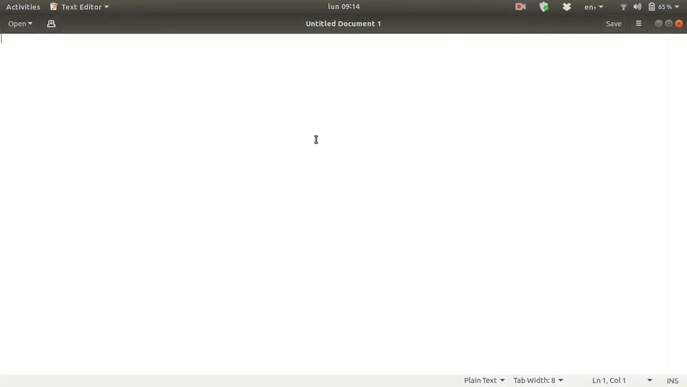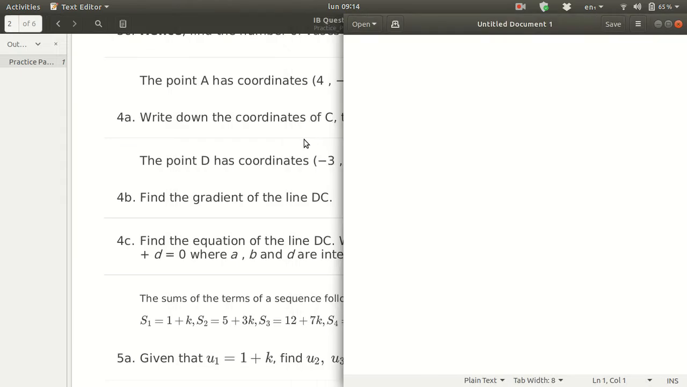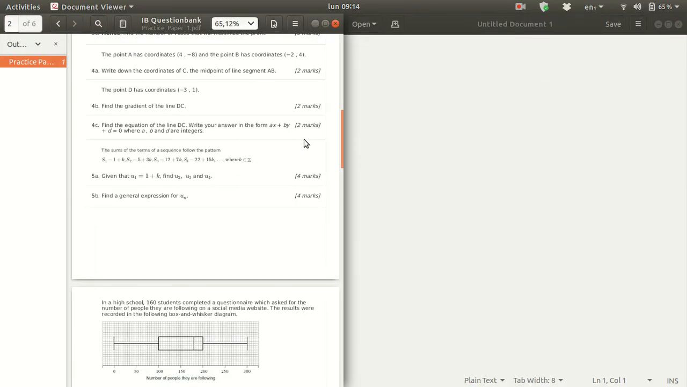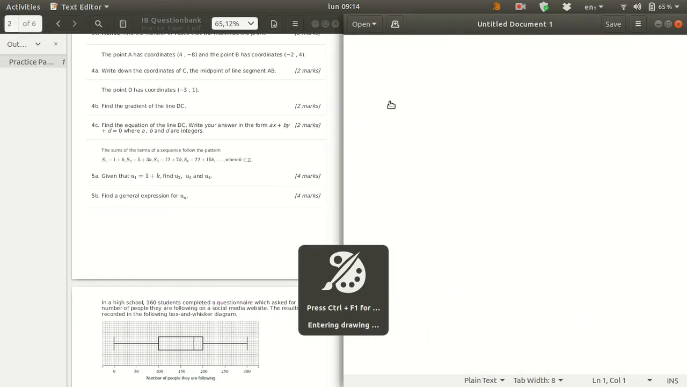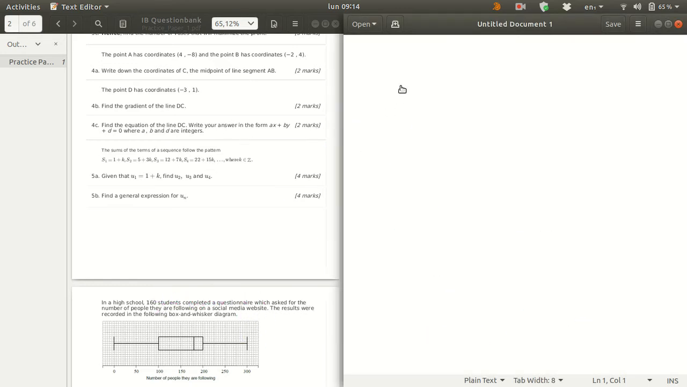What I'm going to do is use point D because they're giving it to me right there. So the equation of a line would be y minus y1 is equal to the slope times x minus x1.